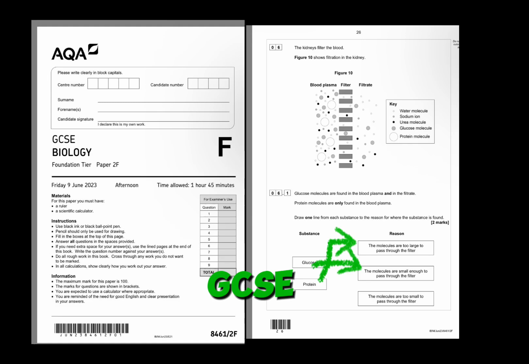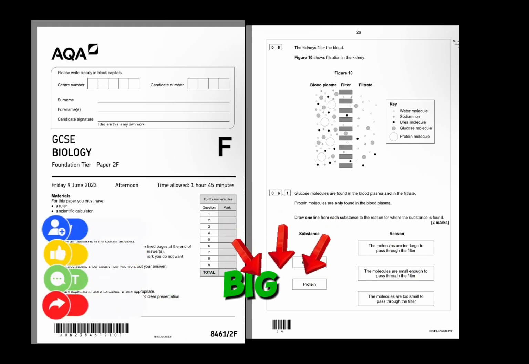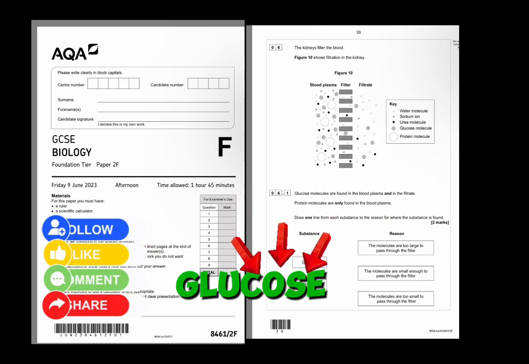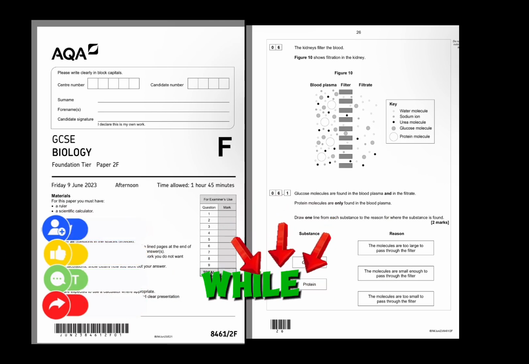Here, let me give you a GCSE exam tip. Remember, big stays, small goes away. Actually, small things like glucose and urea get filtered out of the blood, while big things like proteins and red blood cells stay in the blood.